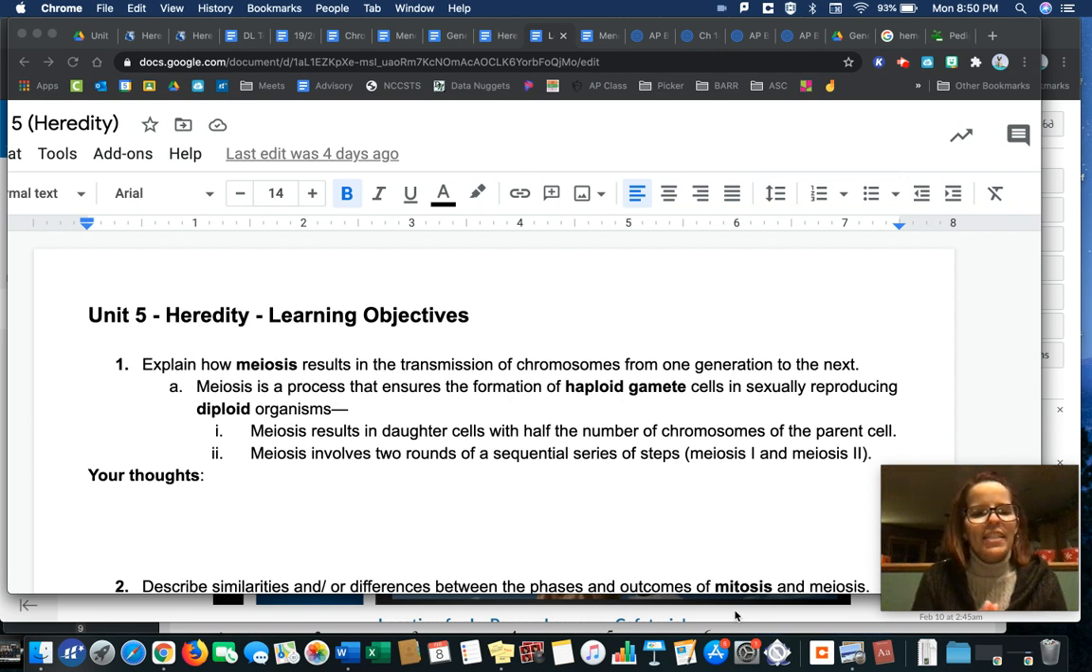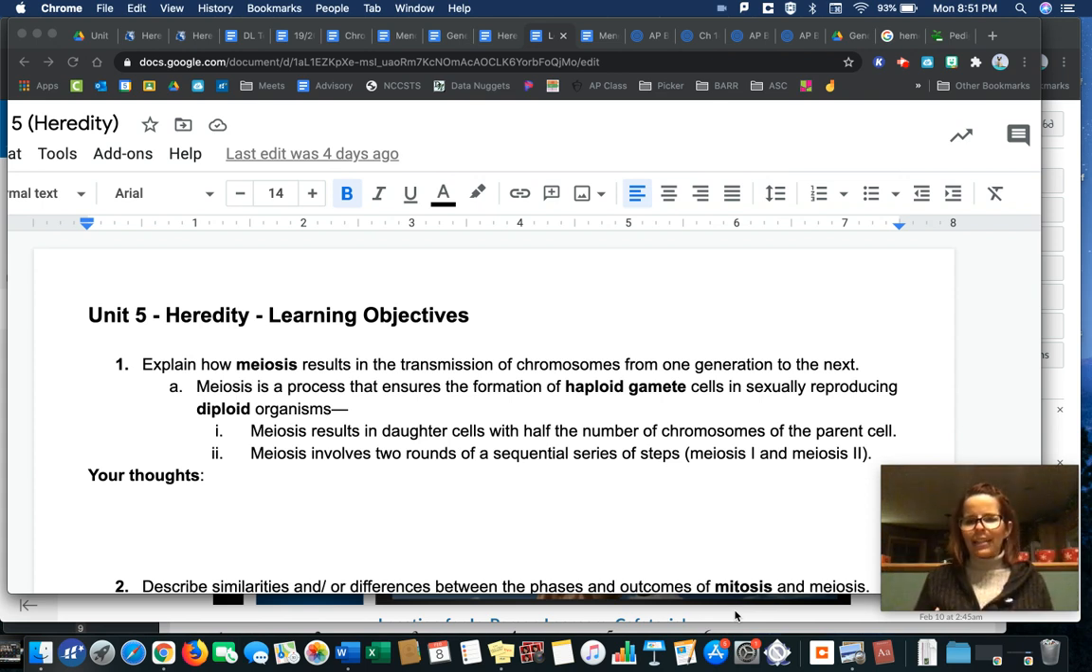Okay, learning objectives, things that we need to talk about. First of all, the first part of this unit is about meiosis. So it says, explain how meiosis results in the transmission of chromosomes from one generation to the next, that it ensures the formation of haploid, half the DNA, gametes, those are sex cells, in sexually reproducing diploid organisms.